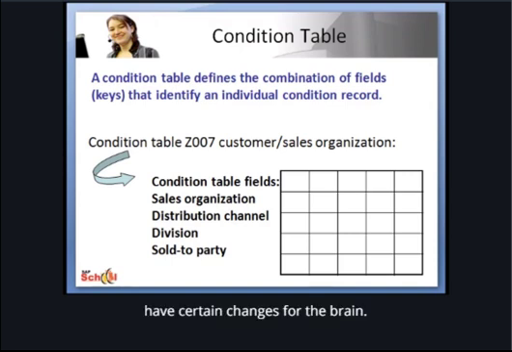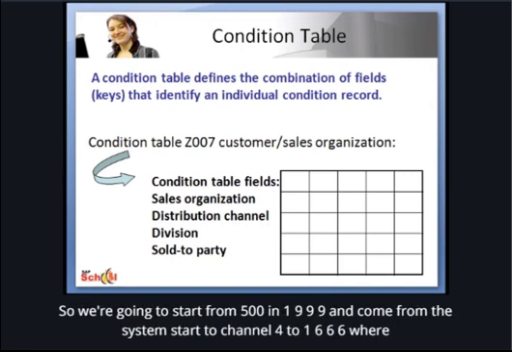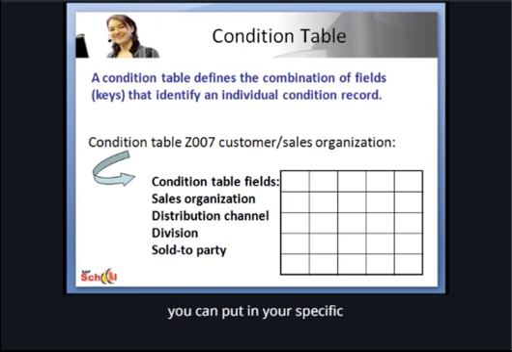Condition tables have certain ranges for the numbering, and the SAP condition tables are created in the ERP system. Customer numbering starts from 501 to 999. And customer condition tables created in the CRM system start with CUS, standing for customer, and then XXXX, where you can put in your specific name or number.